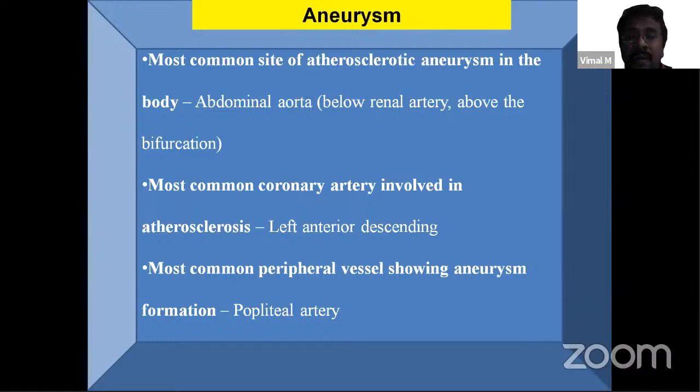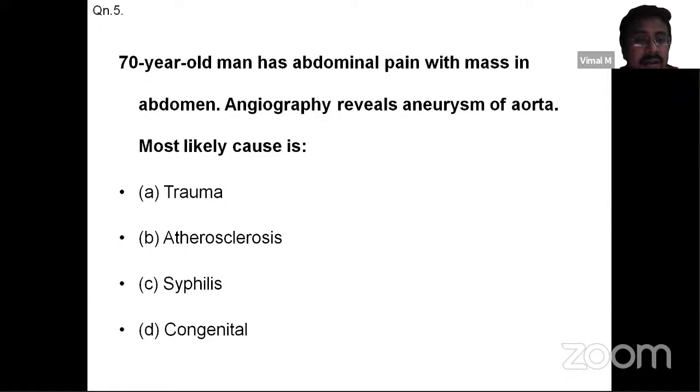And the most common peripheral vessel showing aneurysm: peripheral vessels also can develop aneurysm, and the most common peripheral vessel is the popliteal artery. Also remember the fact that in syphilis, you usually get the thoracic aortic aneurysm. So syphilitic aneurysm usually affects the thoracic aorta.